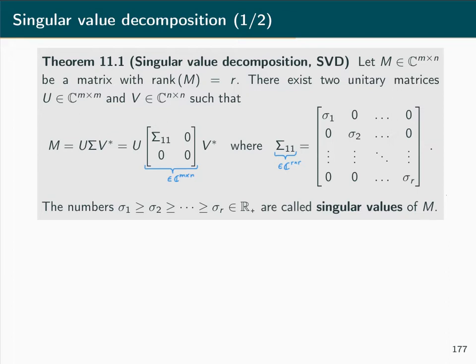ordered according to their magnitude. So sigma 1 is the highest singular value and sigma R is the lowest singular value, and all of them are greater than 0.